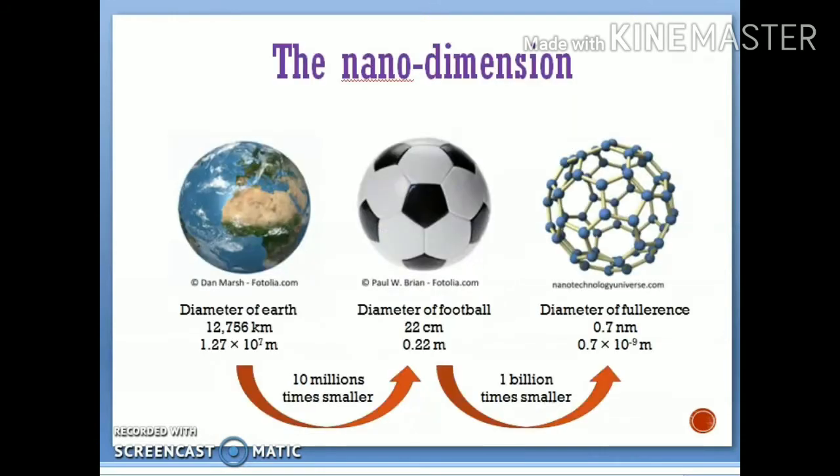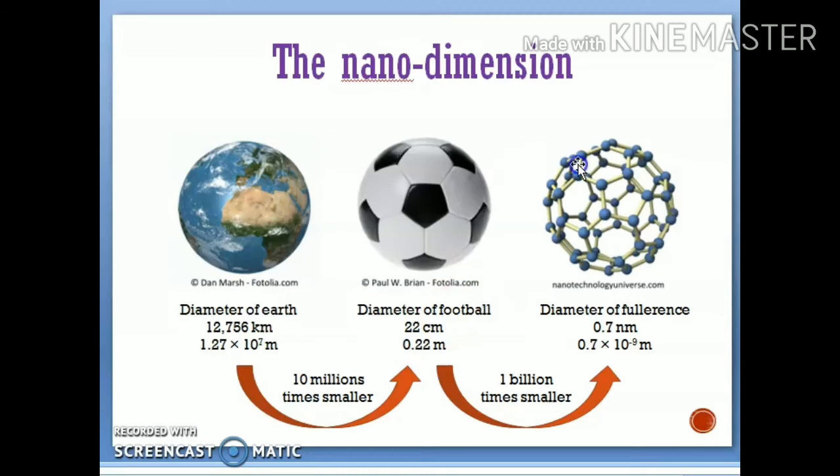Let us now discuss the nano dimension. If we consider the ratio of the diameter of the earth to the diameter of a football, it is about 10 million. The diameter of the earth is 12,756 kilometers, and the diameter of a normal playing football is around 22 centimeters. So the ratio is around 10 million. We can say the football is 10 million times smaller than the earth.